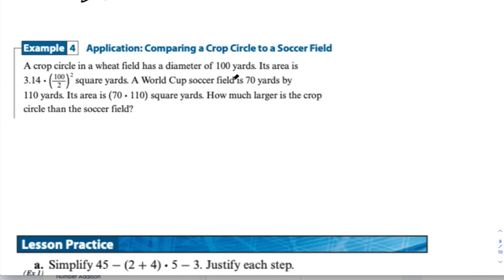A World Cup soccer field is 70 yards by 110 yards. Its area is 70 times 110 square yards. How much larger is the crop circle than the soccer field? So what we need to do is find the area of both. We need to find the area of the soccer field and the area of the crop circle. The area of the soccer field is pretty easy to calculate. It's rectangular, so we're going to multiply 70 times 110.